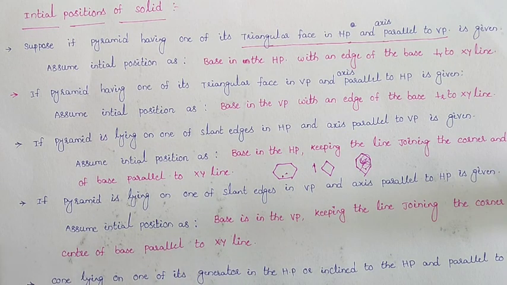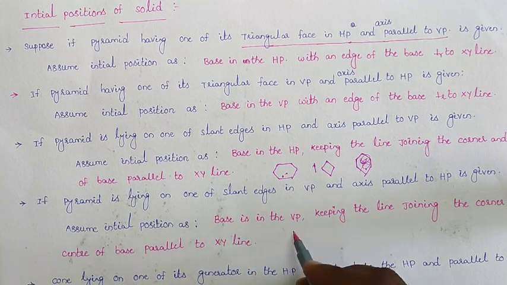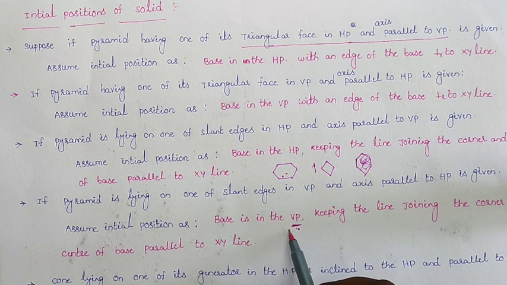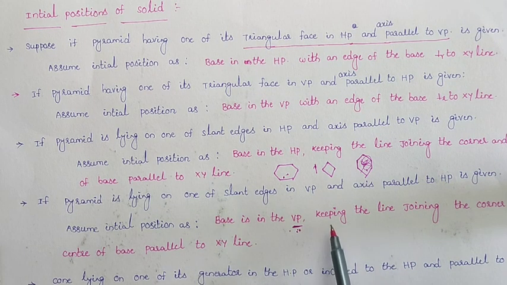Suppose the pyramid is lying on one of its slant edges in the vertical plane, with its axis parallel to the HP. In the initial stage, we can assume the base is in the VP. That means we will draw the front view of our diagram. We know that when the base is in the VP, the axis is perpendicular to the VP. So when the axis is perpendicular to the VP, in this condition we will draw the front view. The front view can be drawn like that, keeping the line joining the corner and the center of the base parallel to the XY line. Like that we will construct.